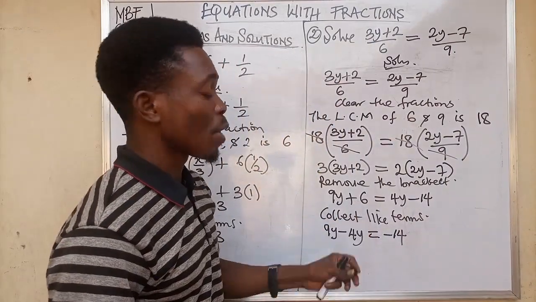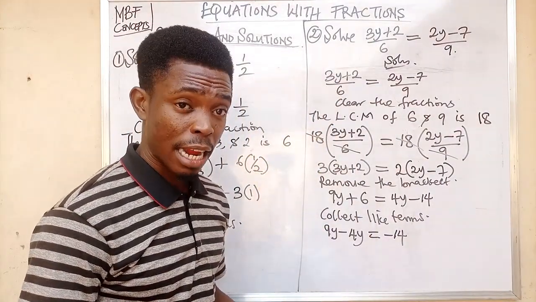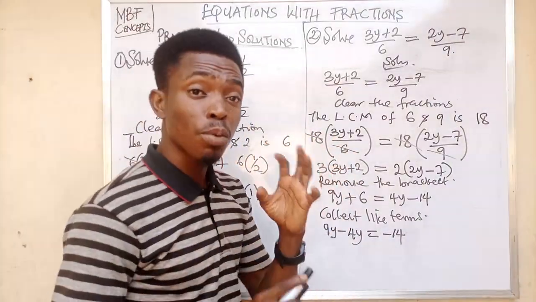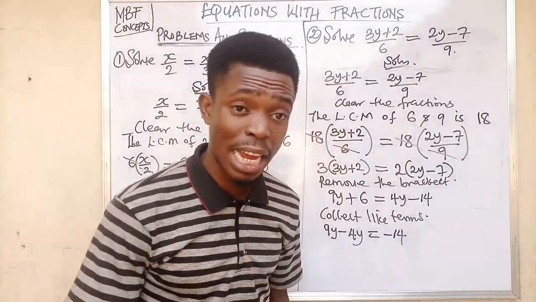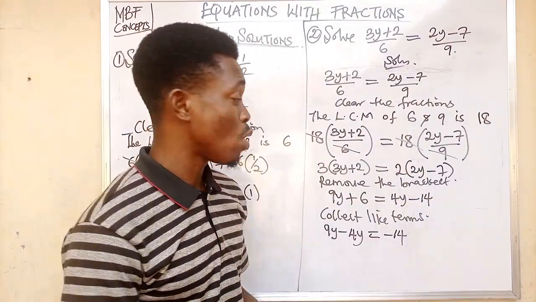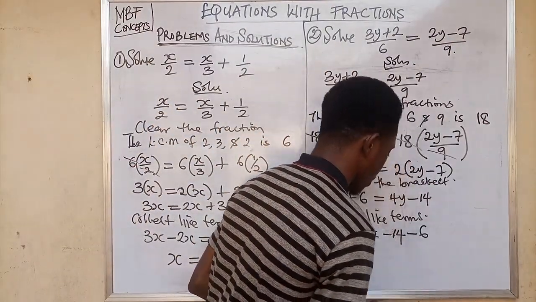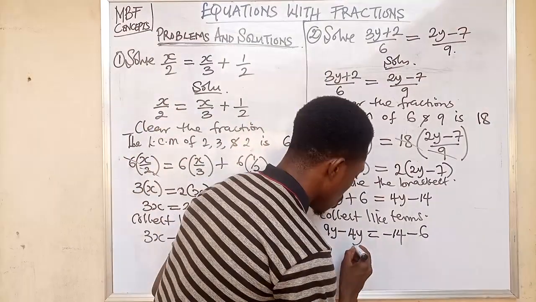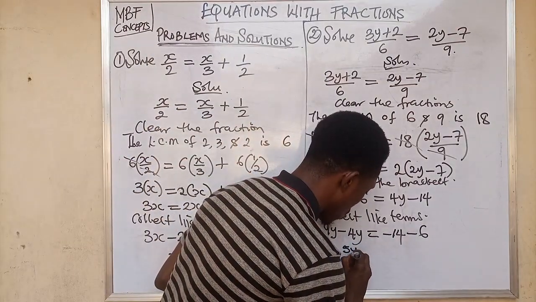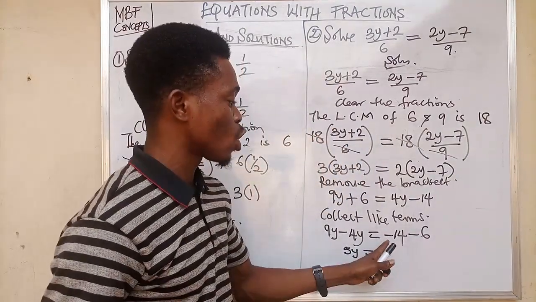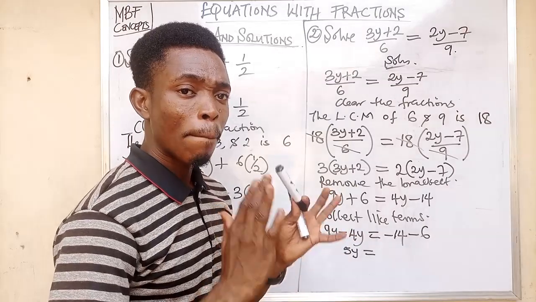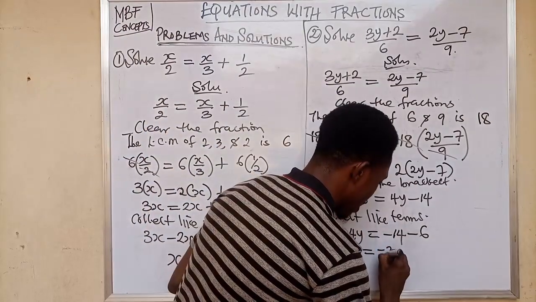Then plus 6 is at the left hand side. Now if I move plus 6 from the left hand side to the right hand side, it is going to obey rule number 2, and we are going to have this as minus 6. Guys, 9y minus 4y, we are going to have 5y, equivalent to minus 14 minus 6. Guys, will we have minus 20? So put down this as minus 20.